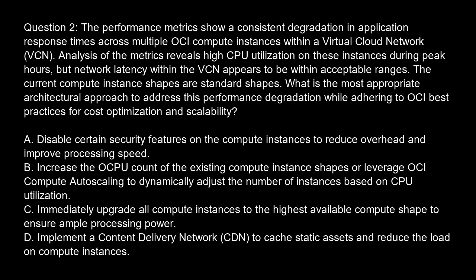Question 2. The performance metrics show a consistent degradation in application response times across multiple OCI compute instances within a virtual cloud network, VCN. Analysis of the metrics reveals high CPU utilization on these instances during peak hours, but network latency within the VCN appears to be within acceptable ranges. The current compute instance shapes are standard shapes.